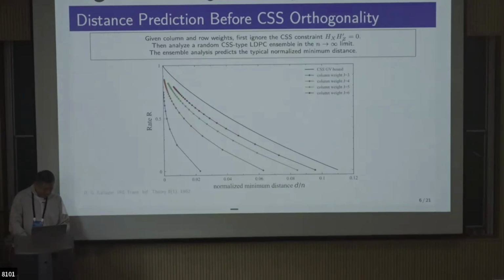Before imposing the quantum constraint, we therefore have two guides, one for BP decoding and one for distance. A good construction should try not to destroy either guide.